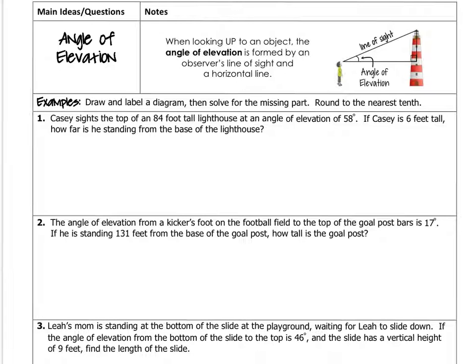First problem: Casey sights the top of an 80-foot tall lighthouse at an angle of elevation of 58 degrees. So the key word here is the top. That's 84 feet tall, and the angle of elevation is 58 degrees. And Casey is 6 feet tall. How far is he standing from the base? So it's between the base of the lighthouse and Casey.